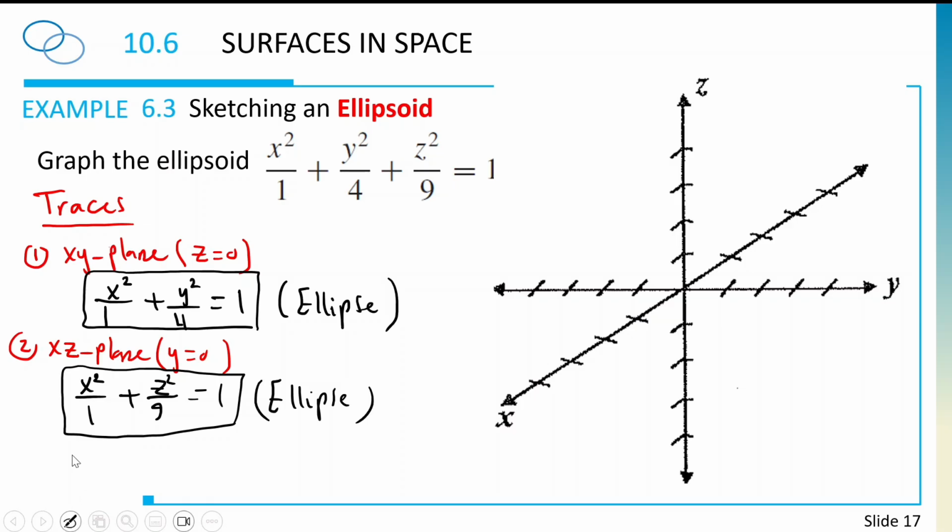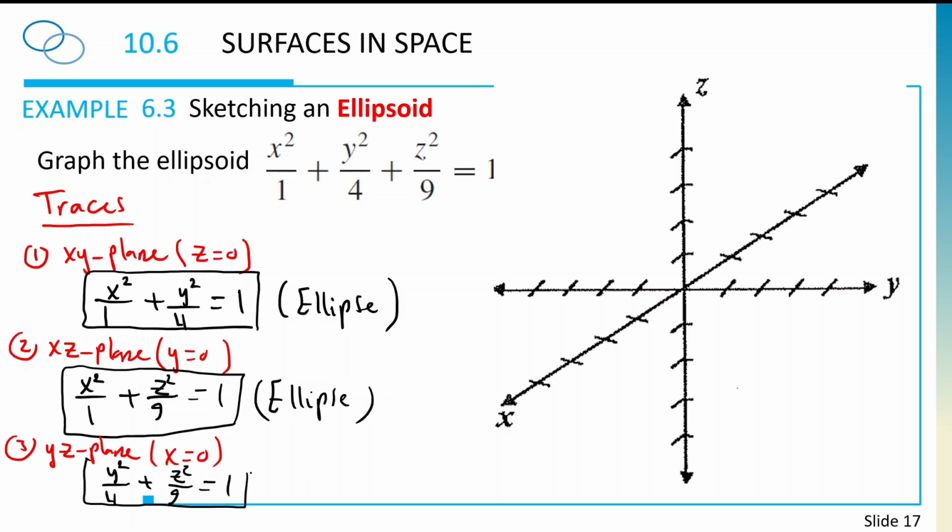We'll try the last one. This is the intercept now with what? We need to take the YZ plane. YZ plane. And this time I'll use x to be equal to 0. So if x is equal to 0, what should be the ellipse? So it's x is 0. So I have only y squared over 4 plus z squared over 9 equals 1. And this is our last trace, and it's again an ellipse.